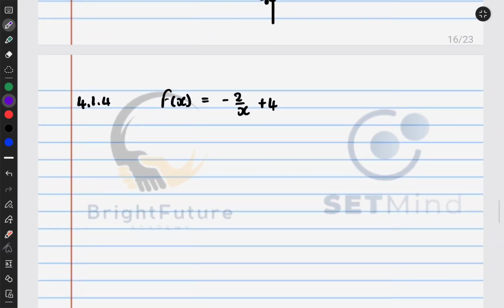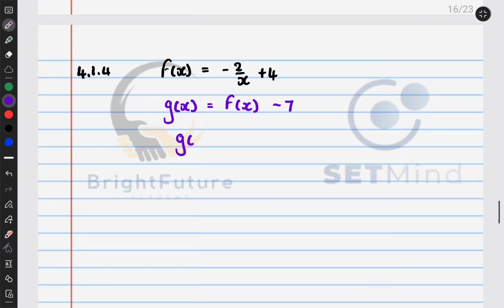Therefore, in other words, we are being told that g at x is equal to f at x minus 7 units. So g at x is equal to negative 2 over x plus 4 minus 7. So therefore g at x is equal to negative 2 over x plus 4 minus 7. It's gonna be negative 3.